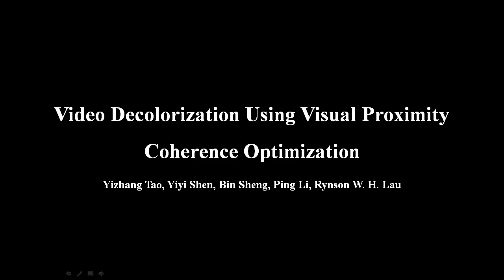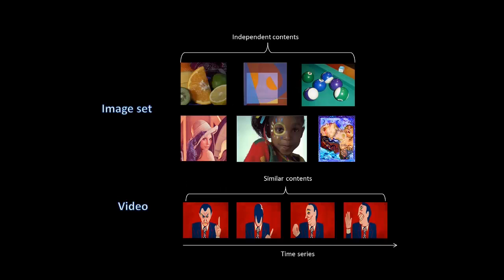Here's a demo of our research, visual proximity-based video decolorization via temporal coherent optimization. Video decolorization has its unique value in some specific fields, but recent papers always put emphasis on image decolorization. It is true that a video can be regarded as an image set, and to some extent image decolorization methods can be applied to video decolorization.